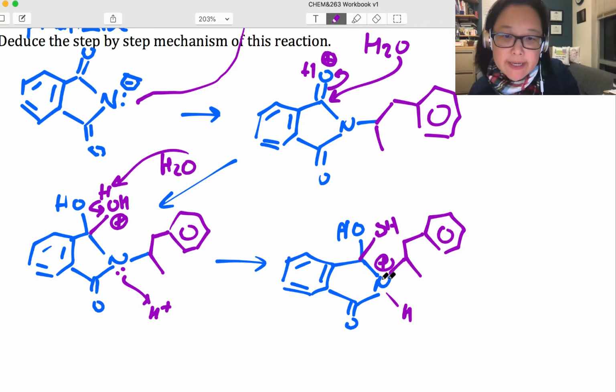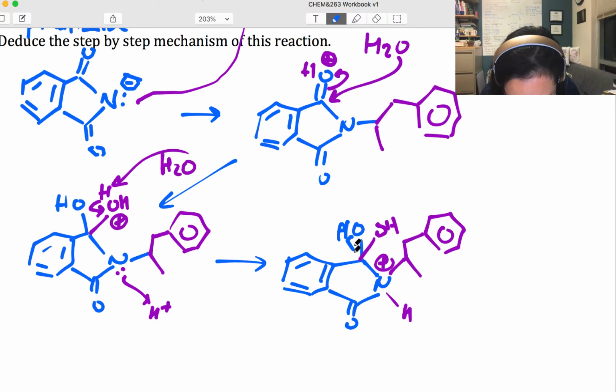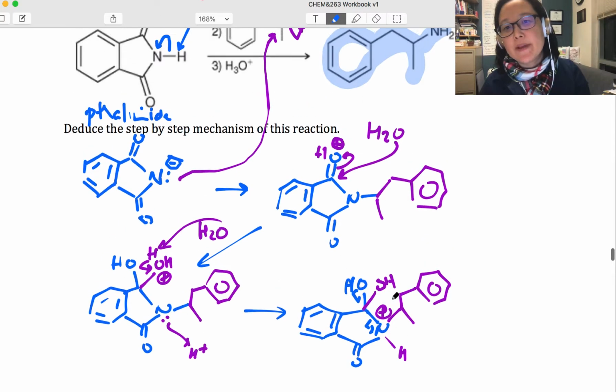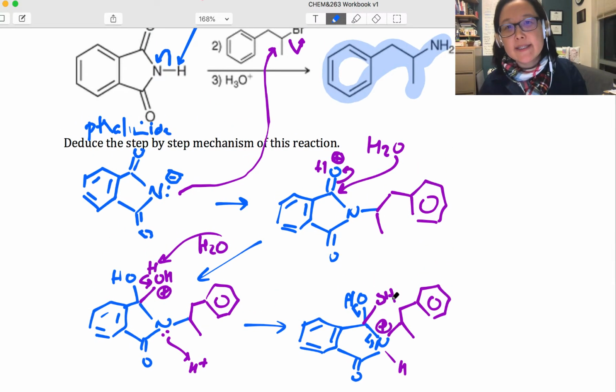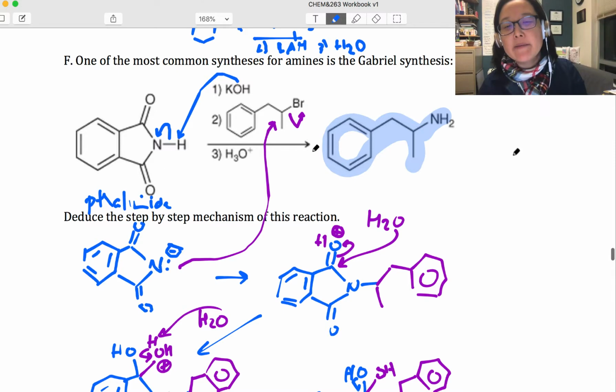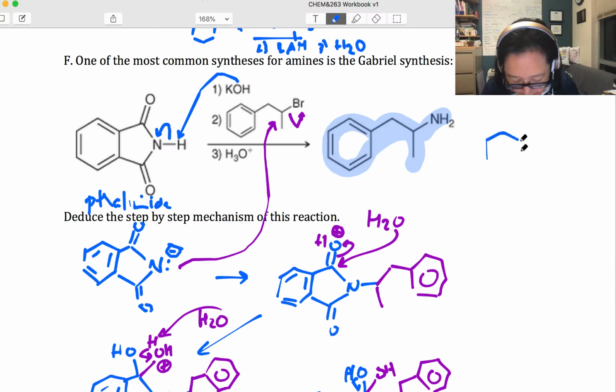Now this group is ready to leave, so at this point I can show either one of these hydroxyls coming in, and it's going to let go of this amine group. So now the amine's only tethered by this side, and the same thing happens on this side as this. So this will get protonated, water will attack, and I'll be able to hydrolyze both sides of it. Okay, so my end result is I'm going to end up with phthalimide turning into this byproduct here, phthalic acid.